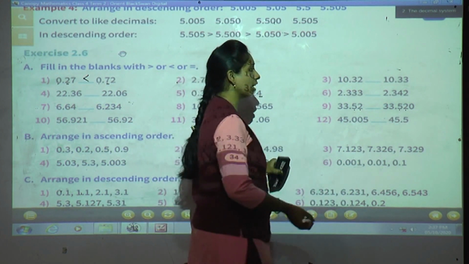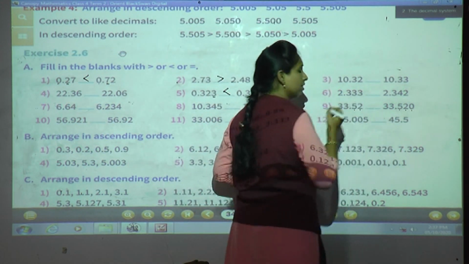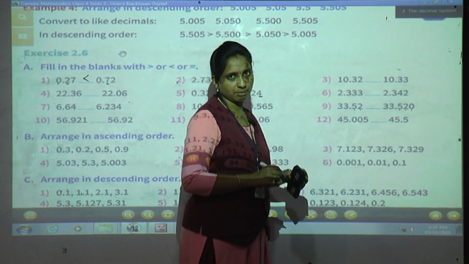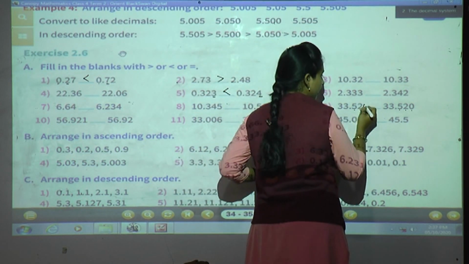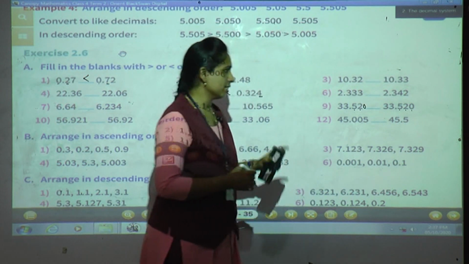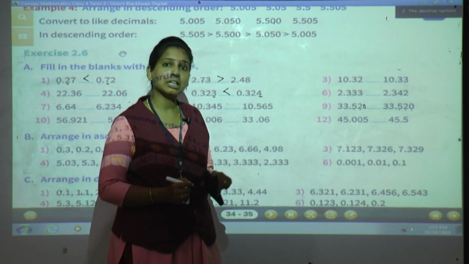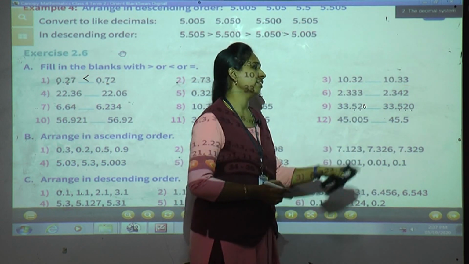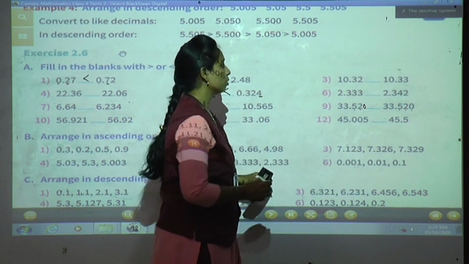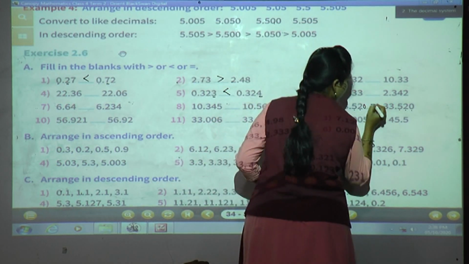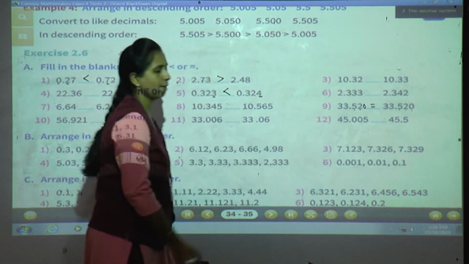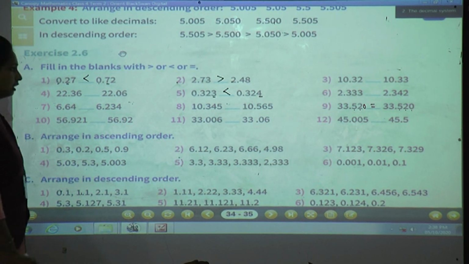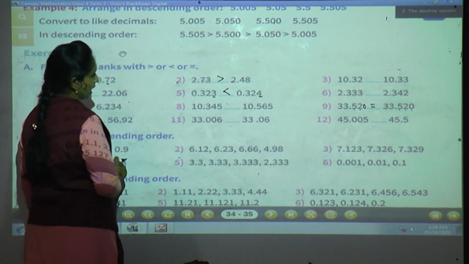The next, in thousands place 0 is there, but here nothing is there. See students, we can add 0 after the decimal point, isn't it? So I can add 0 here. It means both the numbers are equal. You can see here, can you see 33.520 and 33.520. So here you have to give the equal symbol. Clear? Yes? Very good. Now I'll solve the 11th one for you, the last.